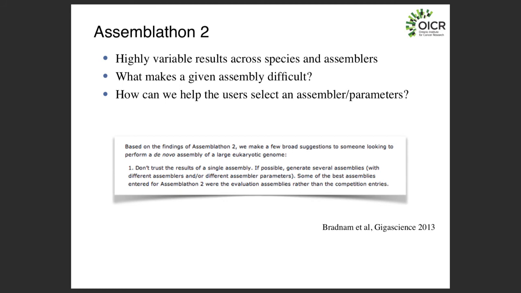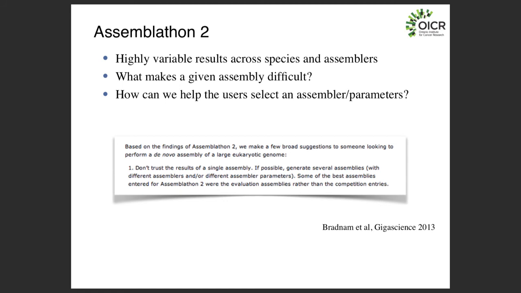And the conclusions, and you can read it yourself at this inset here, is that essentially there's no single approach that works well for all genomes or all species. Some assemblers did really well on one of the 3 species and then poorly on the others. And some species were really easy to assemble by any of the assemblers tested, and some were more difficult.